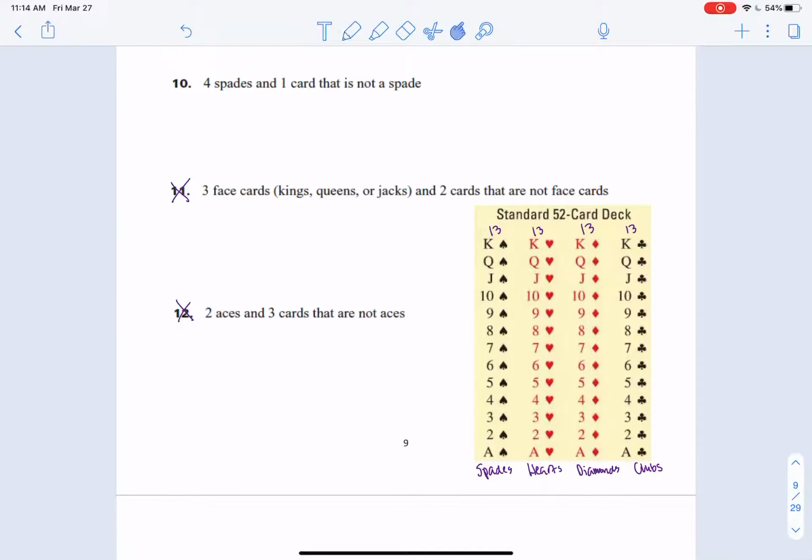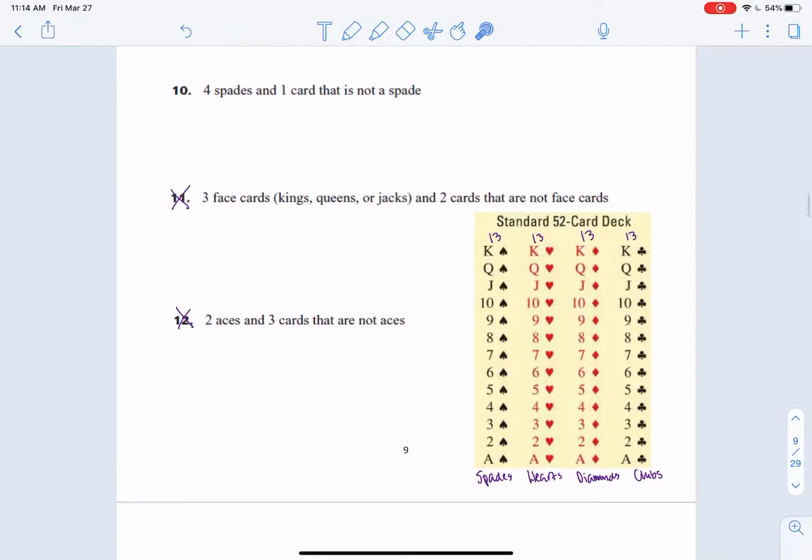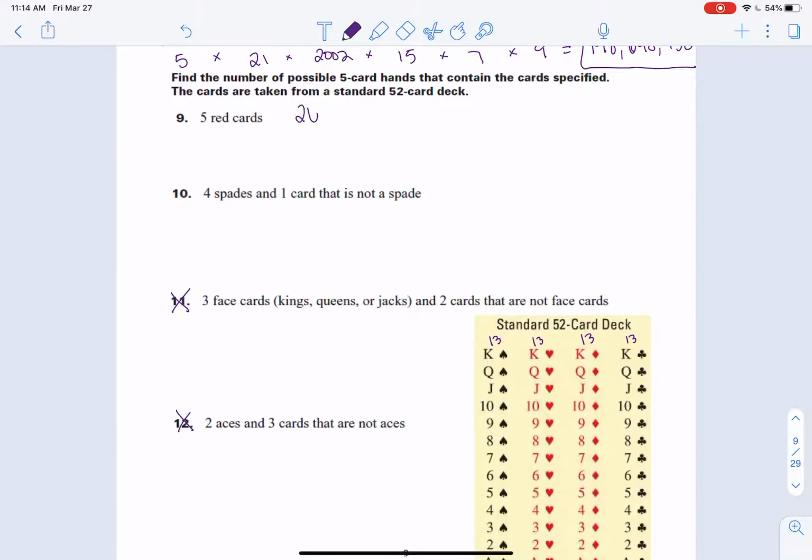Okay, so now this problem here says, well, what's the probability of us choosing 5 red cards? All right, so let's think about, well, how many red cards are there? So we've got 13 red cards here and 13 here. So that means we have 26 red cards total. And we're wondering about choosing, we need 5 of them. So that would be 26 choose 5. And in our calculators, that is 65,780.